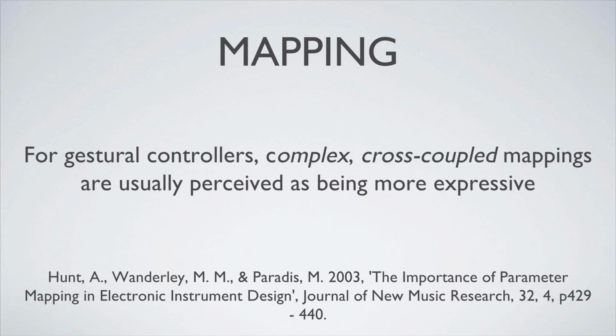For gestural controllers, complex cross-coupled mappings are usually perceived as being more expressive. You've got to be careful when you make a mapping from motion captured data that it is not too simple and too obvious. Something where you move your hand up and the sound goes up, and then when you move it down, the sound goes down. Yes, that will work, but it will get boring really quickly because you move your hand up the second time and the surprise is not there anymore.